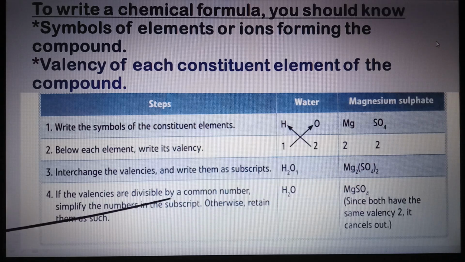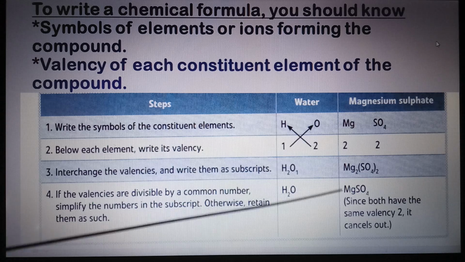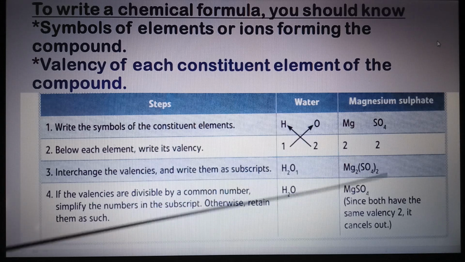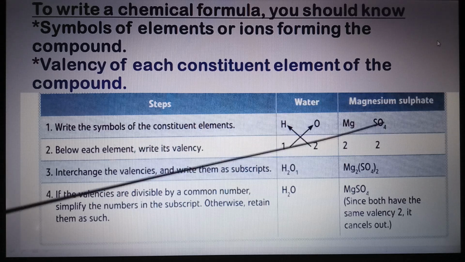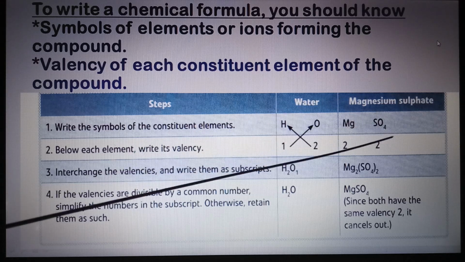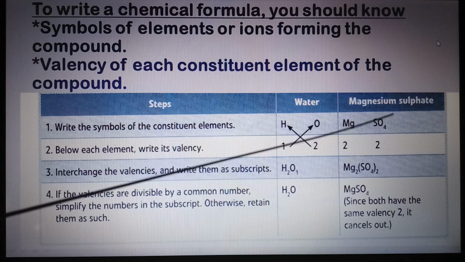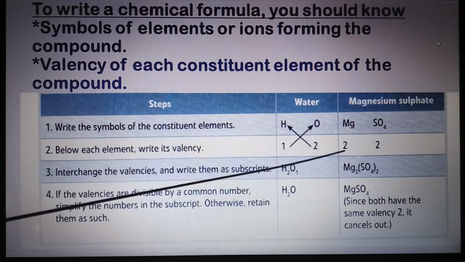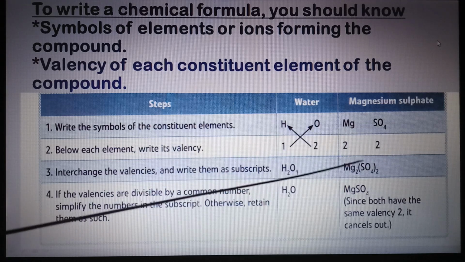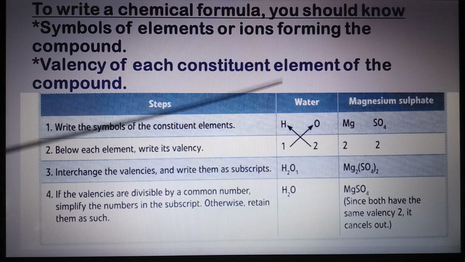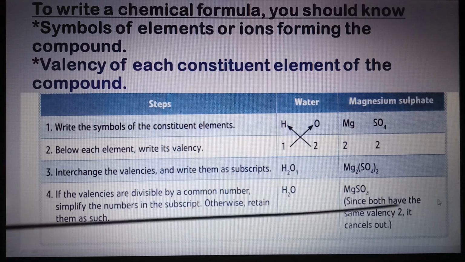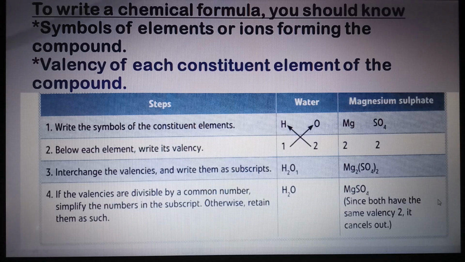If the valencies are divisible by a common number, simplify. Now since these two are divisible by 2, we cut this 2 and this 2. The 4 is from the earlier stage, from the previous step, so we can't touch it, as it is owned by the particular radical. Only the valency that was exchanged, you have the right to cut or simplify, but not the one already retained by the radical or the element. So this is how to write chemical formulae.